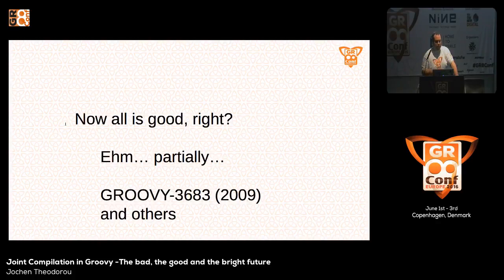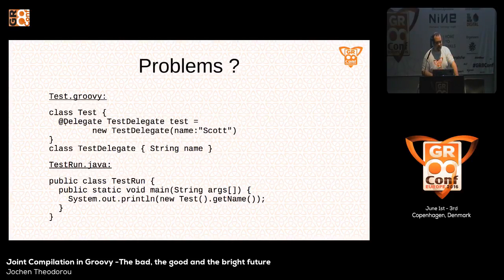I cannot take all of them, so I will explain in detail one example. And it's this long-standing bug, which is from 2009, which is like 2 years after we actually released something where you can use joint compilation. And it's only shortly after we added transforms, because this bug is talking about a problem with @Delegate. Delegate is a transform, which also was a bit shown by Guillaume in his talk.